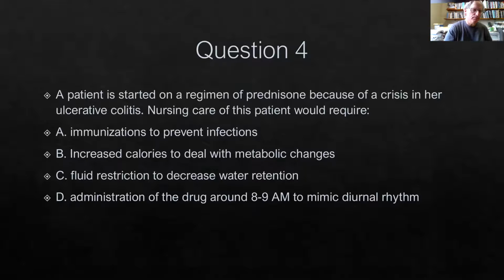The answer is D. Administer the drug daily at 8 to 9 o'clock to mimic normal peak diurnal concentration levels and thereby minimize suppression of the hypothalamic pituitary axis, D.